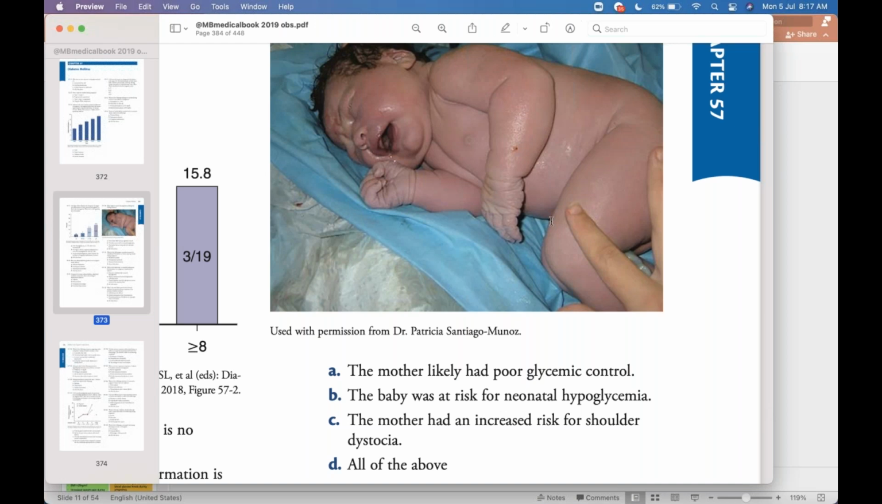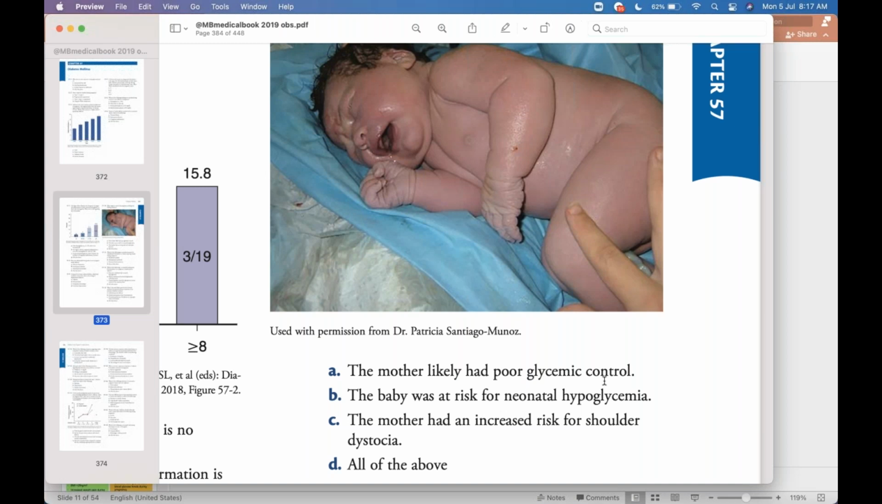Yes. So all of the above can be there. Poor glycemic control will also result in macrosomia. So we need good control. Now what control do we want to have? All of the above is the answer. Yes. So what kind of good control? Do you want extremely tight control, or just good control?